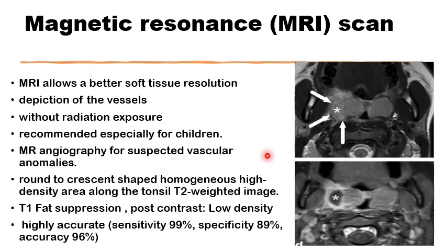The area of round or crescentic homogeneous high density would be shown on the T2 weighted. On the T1 weighted post contrast with fat suppression, it would be hypointense, and the accuracy is extremely high, both in sensitivity and specificity, with an accuracy of about 96%.